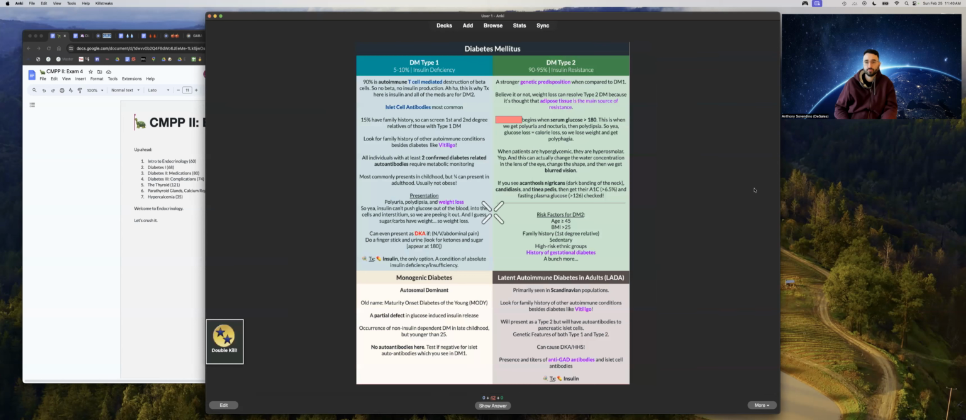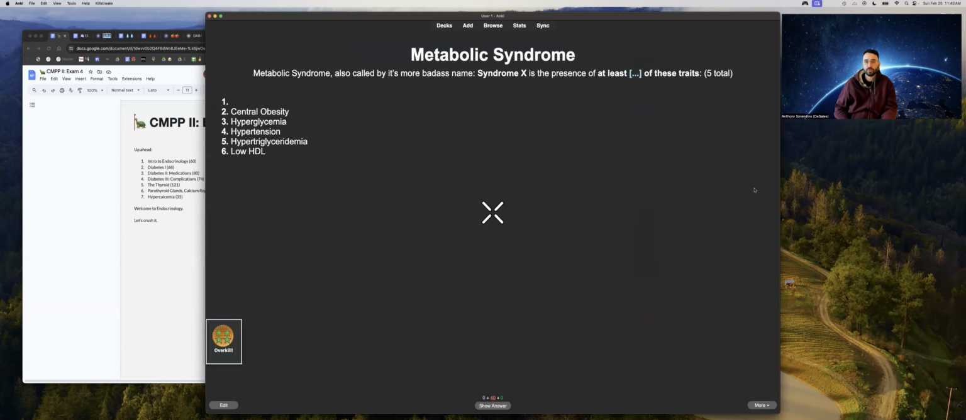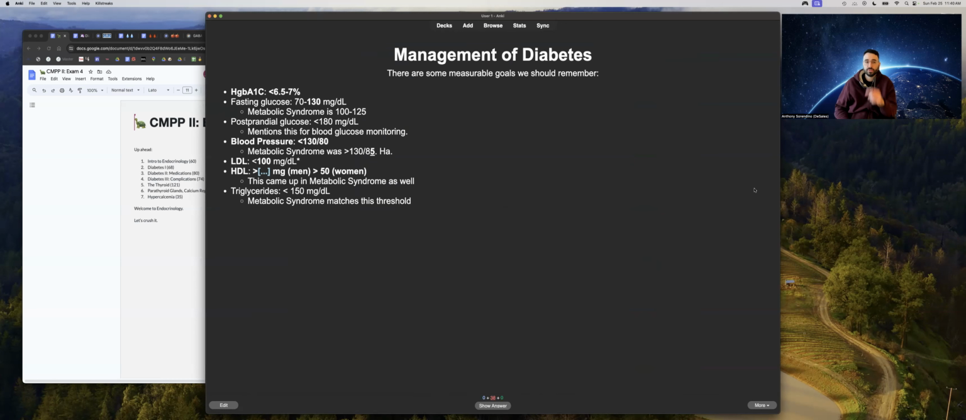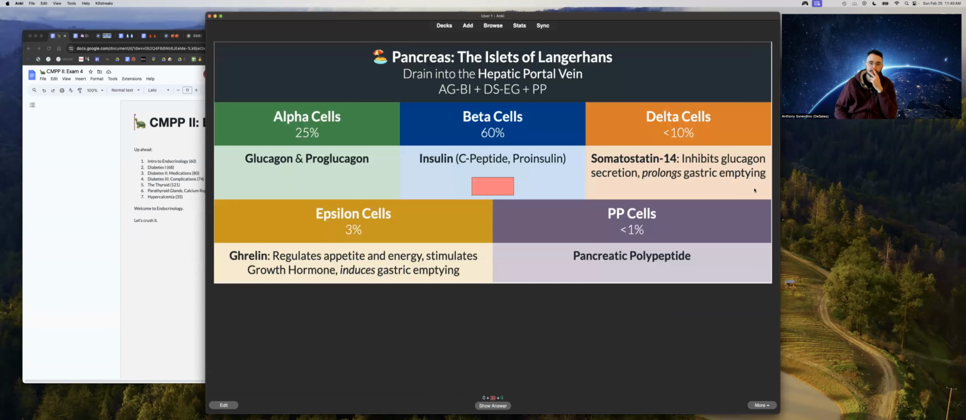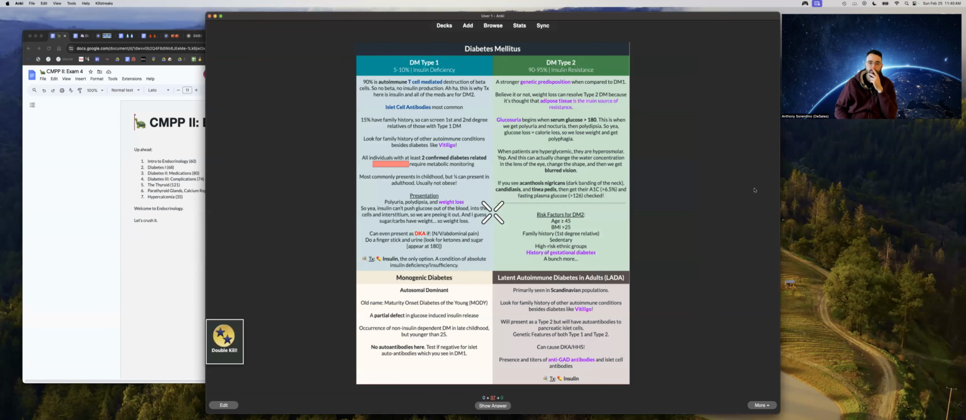24. Native American. 3 of these. Glycogenesis is inhibited by glucagon and catecholamines. We'll take that. HDL greater than 40 in men. Triglycerides less than 150. GABA. Liver and probably muscle.